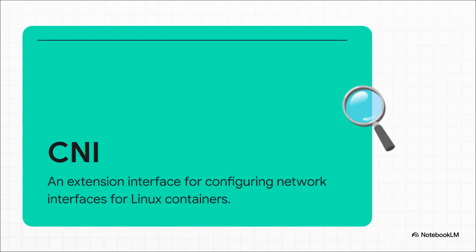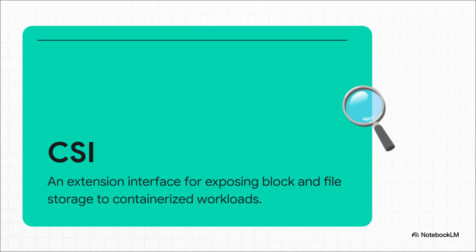Now, here's where things get really interesting. You'll notice a theme in Kubernetes: interfaces. Think of CNI as the plumbing of your cluster. It's the standard that lets you plug in different networking solutions, like Calico or Flannel, just to get your pods talking to each other. It's all about choice and flexibility. And just like CNI for networking, we have CSI for storage. Think of it as the universal adapter for your data. It lets you plug in storage from pretty much any vendor, giving your stateful applications a place to call home.